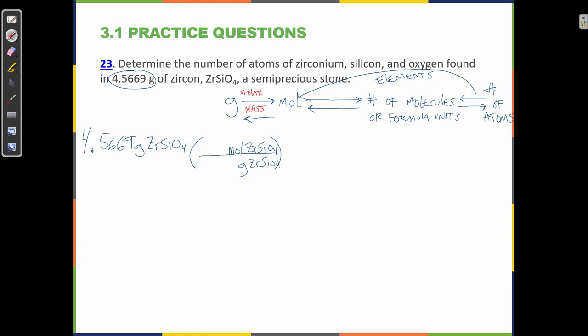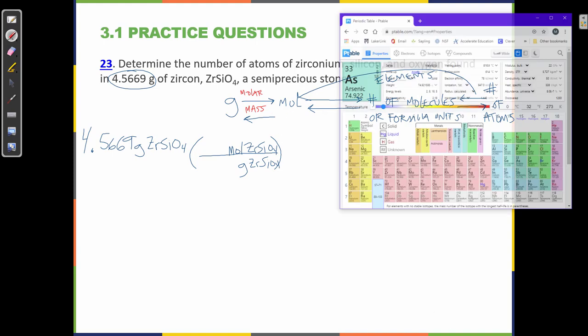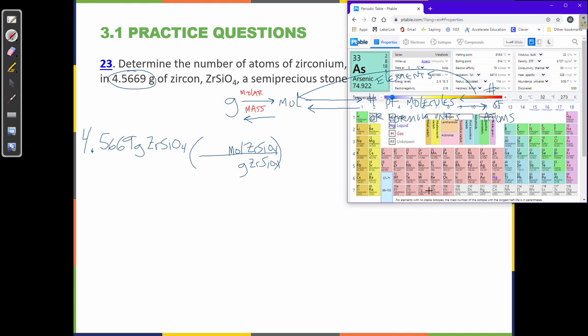So how do I fill in these numbers? How do I know how many grams there are per mole of this? Well, I have to look at the periodic table and calculate the molar mass. So where is zircon? Zr, here it is, zirconium. 91.224. Silicon is right here, 28.085. And then oxygen is right here, 15.99 times 4. There are 4 of them.